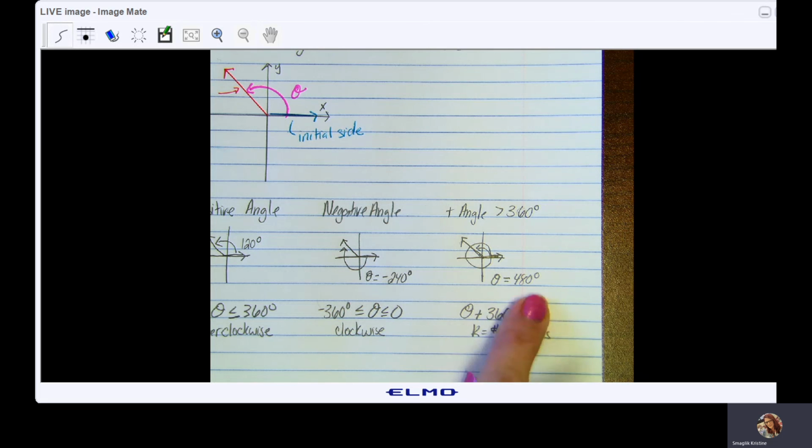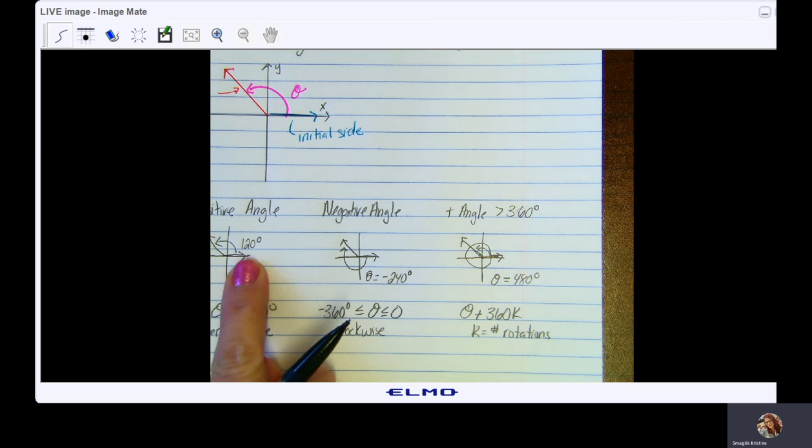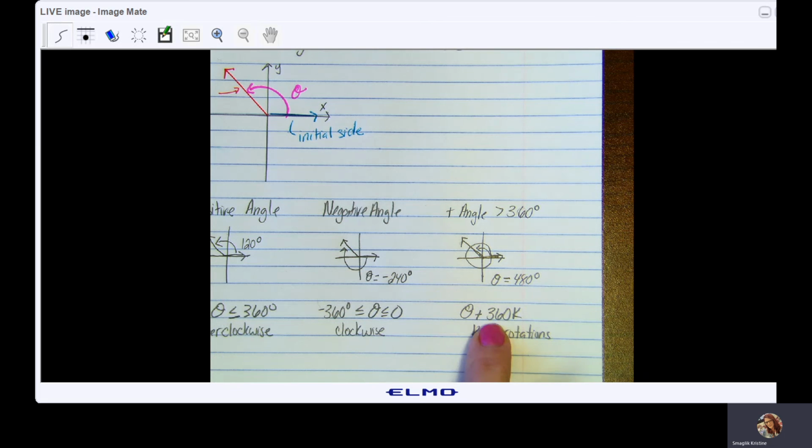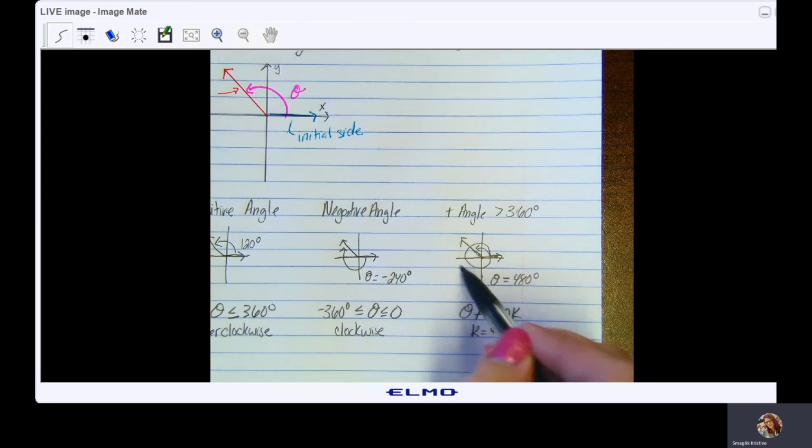And so this is your angle theta. We started at 120 degrees plus 360 times k, which is however many rotations you do. In this instance, I only went one rotation, so I did 120 plus 360, which gets me the 480. I could continue doing this for infinity. I could keep going around. If I did 5 rotations, I would take 120 plus 360 times 5, and that would again be an angle measure to describe that angle.